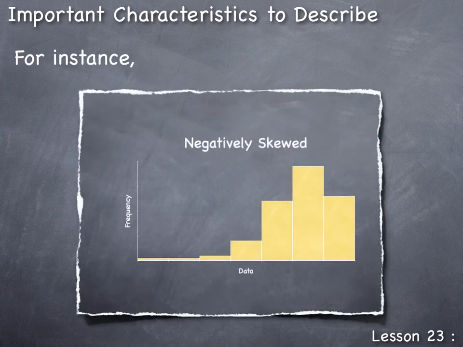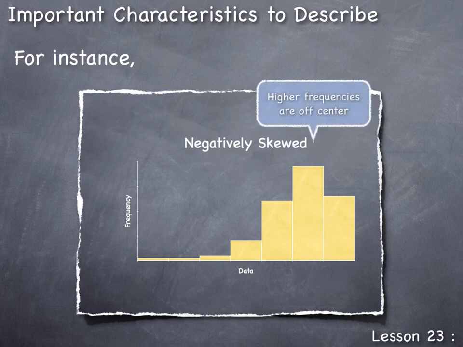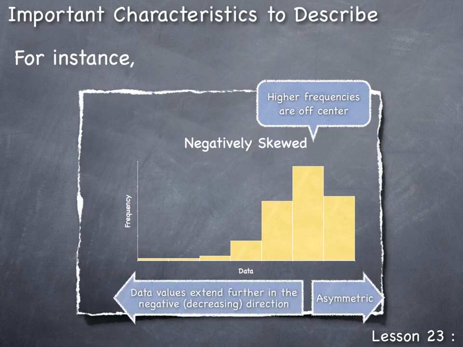For instance, data that exhibits a negatively skewed shape distribution provides a distribution that is lopsided. That is, the higher frequencies are off-center and the overall pattern is asymmetric. That is, the data values extend much further in the negative or decreasing direction than they do in the positive or increasing direction, thus leading to the term negatively skewed.